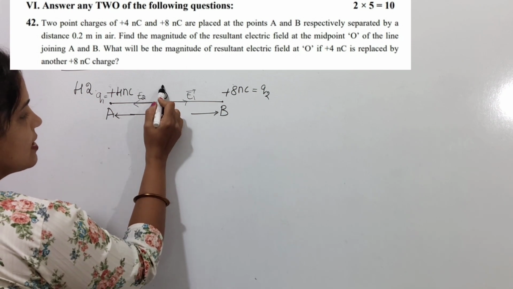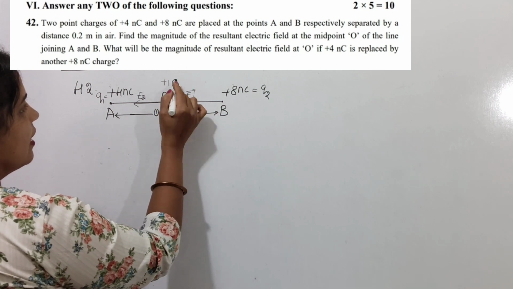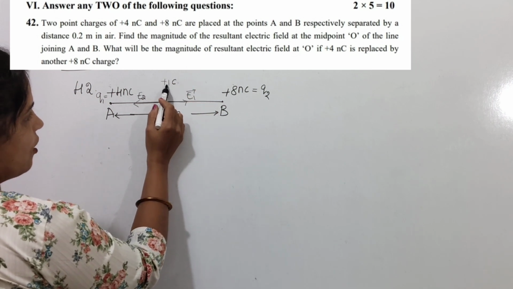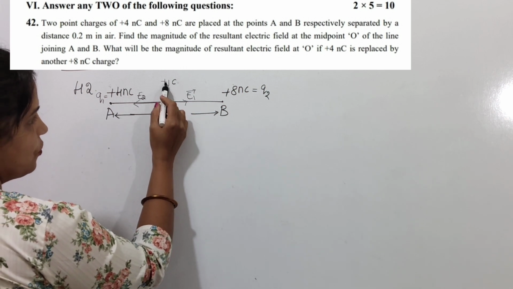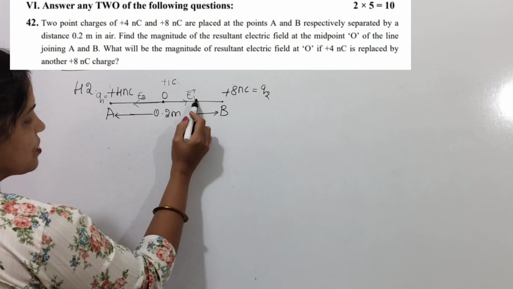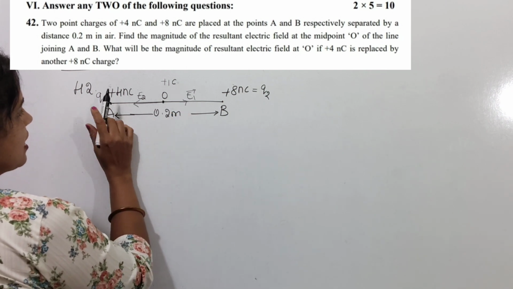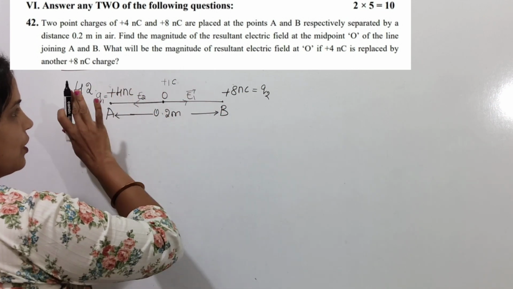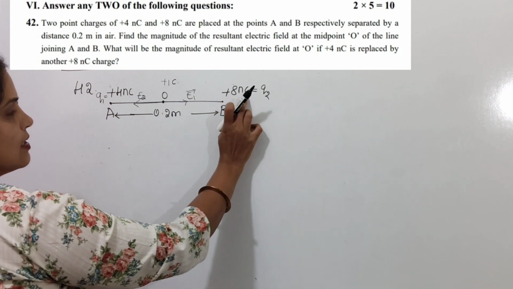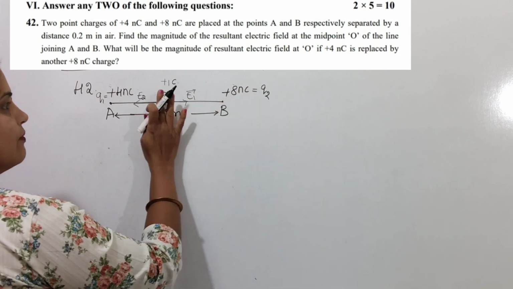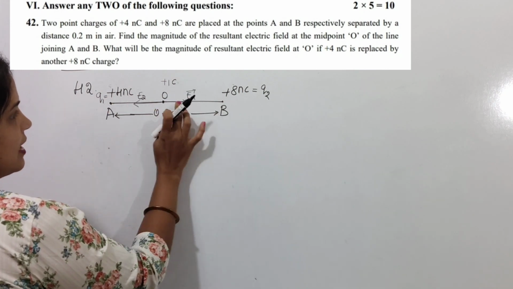Why? Because you need to assume one test charge, a positive test charge of 1 coulomb, so that the direction along which the unit positive test charge experiences force is the direction in which we write the electric field. The positive charge pushes this unit positive charge, so it repels in this direction. Therefore E1 is acting in this direction. Similarly, the second charge also repels the unit positive test charge in this direction. That's why E1 and E2 are in opposite directions.